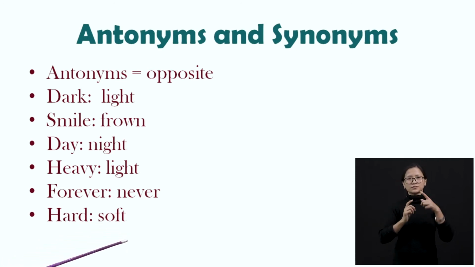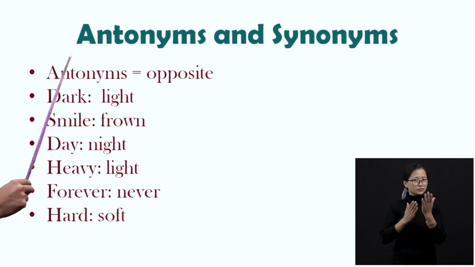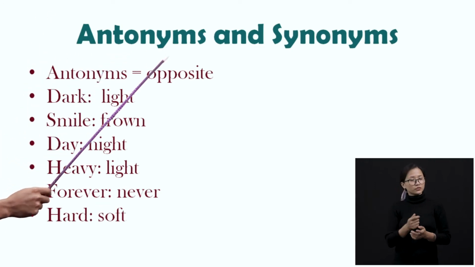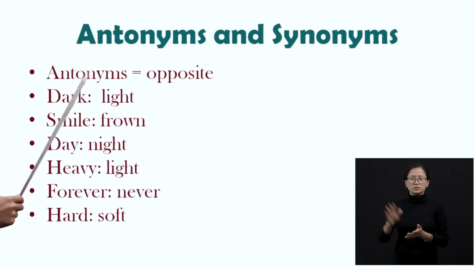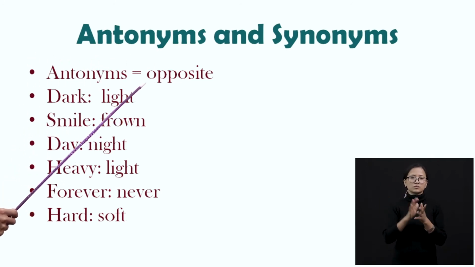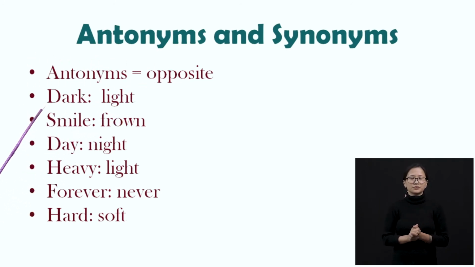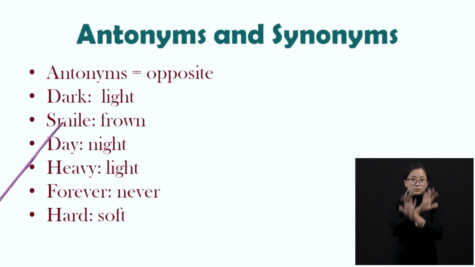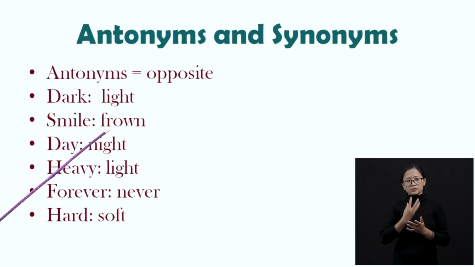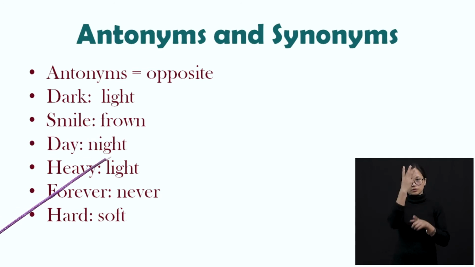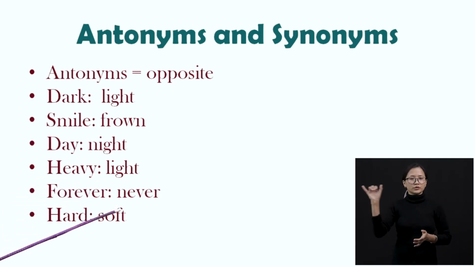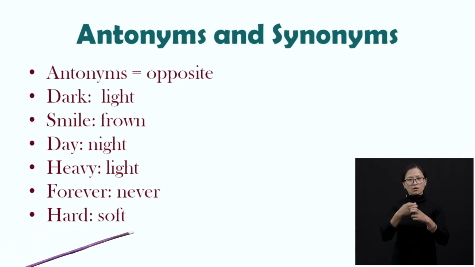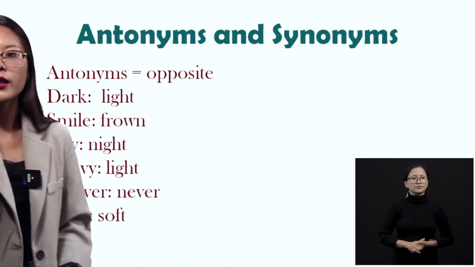Soft. All right, let's go through a quick revision of what an antonym is. Antonyms are those words that have opposite meaning. So the opposite of dark will be light, smile is frown, day will be night, heavy will be light, forever will be never, hard will be soft. Now that is all about antonyms.